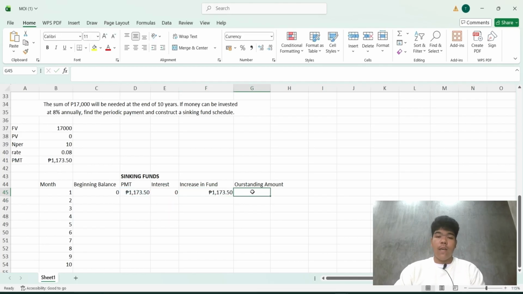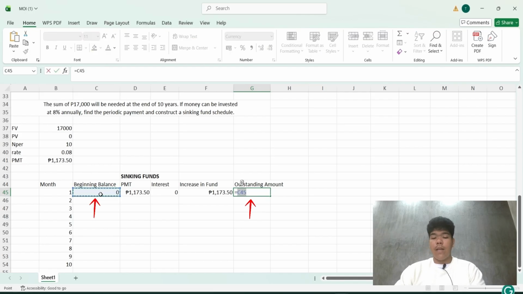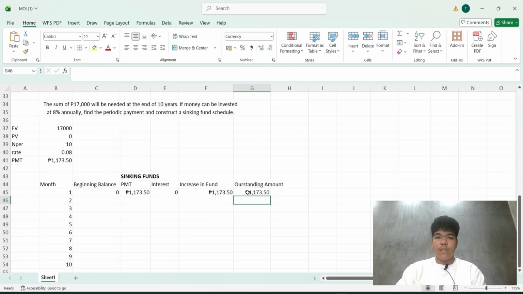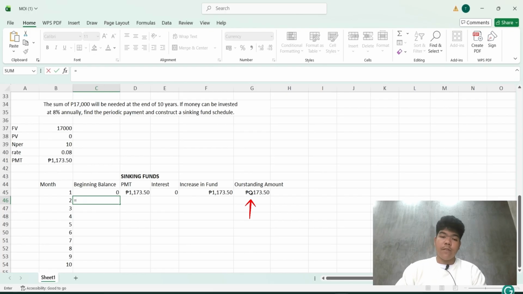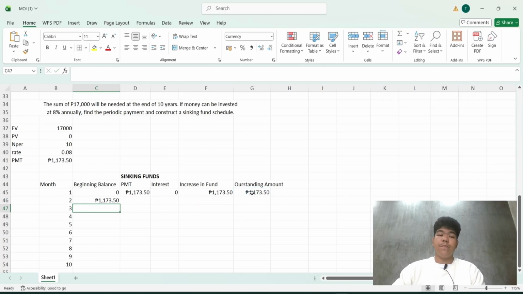Now the outstanding amount is the sum of our beginning balance and our increase in fund. So put the equal sign, click the cell of our beginning balance, put an addition, and then click our increase in fund. Press enter, and now we have our first outstanding balance. Now in the second month, here in this cell, put an equal sign and click our outstanding amount of the first month. Click it and press enter.